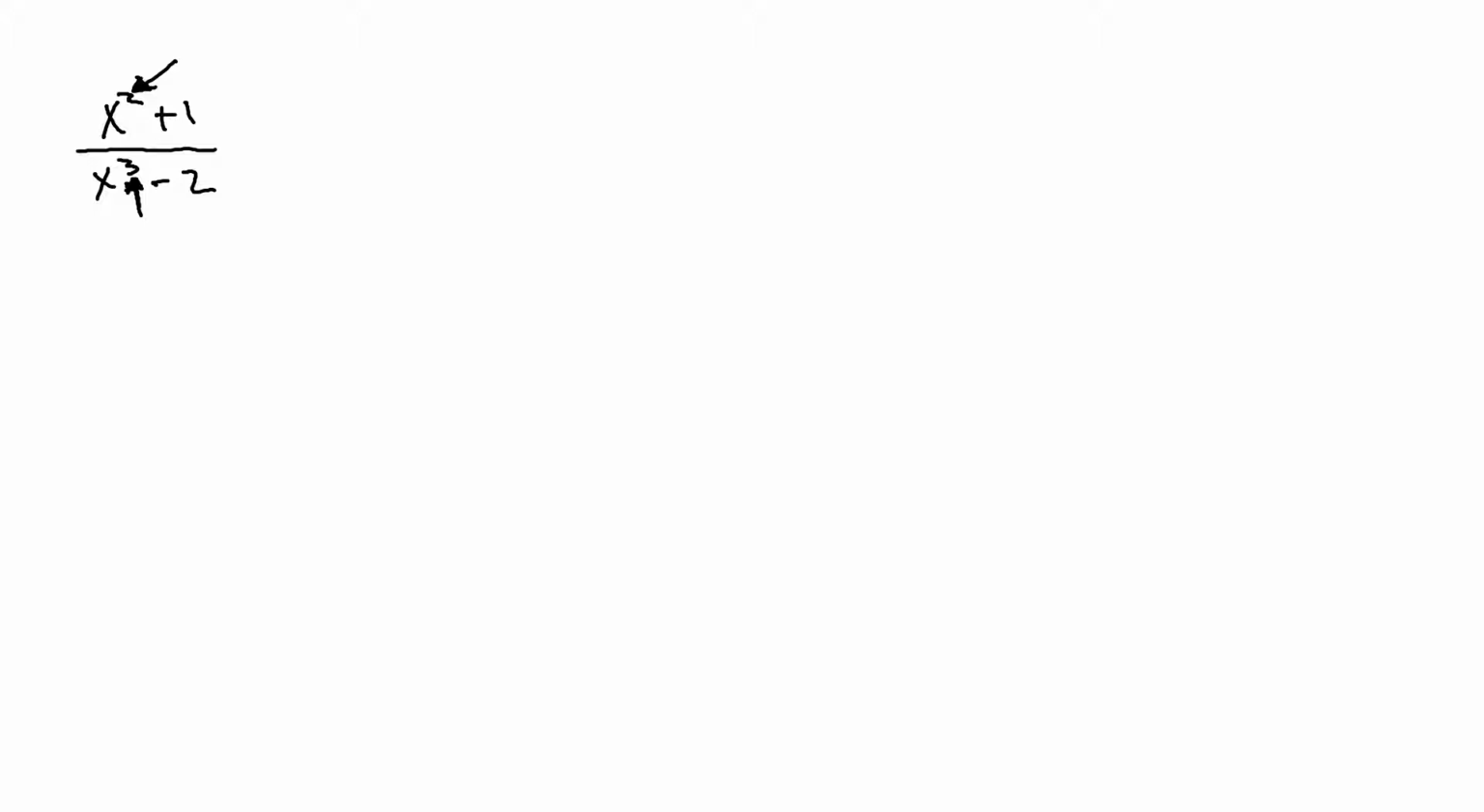Something else that can happen is we could have maybe a larger exponent. What if it's the other way around, where it's x cubed minus 2 over x squared plus 1 as our rational function? Notice that this time we have a larger exponent for our leading term in the numerator versus a smaller one in the denominator. So this time it's bigger on the top.